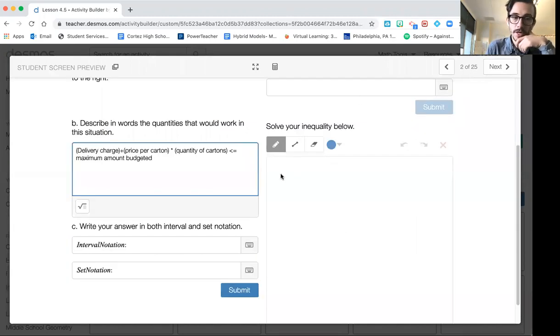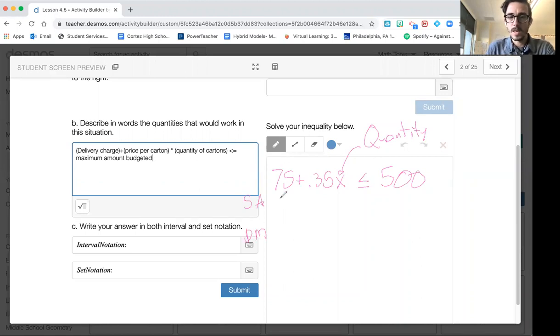So our delivery charge again was $75. We're adding on 0.35 times X, where X is the quantity of cartons that we're buying. And we're saying this should be less than or equal to 500. So luckily we can solve this with the two-step equation. So just add method up. We can get rid of 75 by subtracting from here and here. That leaves us with 0.35x is less than or equal to 425.